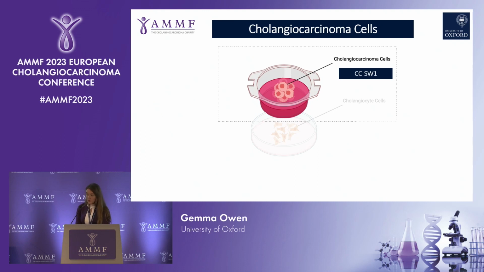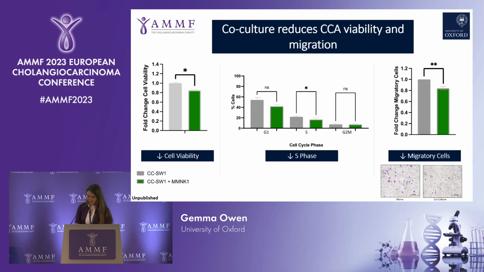But this isn't the whole story. So now I'll briefly go through our cholangiocarcinoma compartment, which was using the intrahepatic cell line CCSW1. Similar to the cholangiocyte cell line, we looked at the functional changes that we saw. And interestingly, we saw a significant decrease in cholangiocarcinoma cell viability, which is not what we expected. We expected to see the cholangiocarcinomas outperforming our cholangiocyte cells.